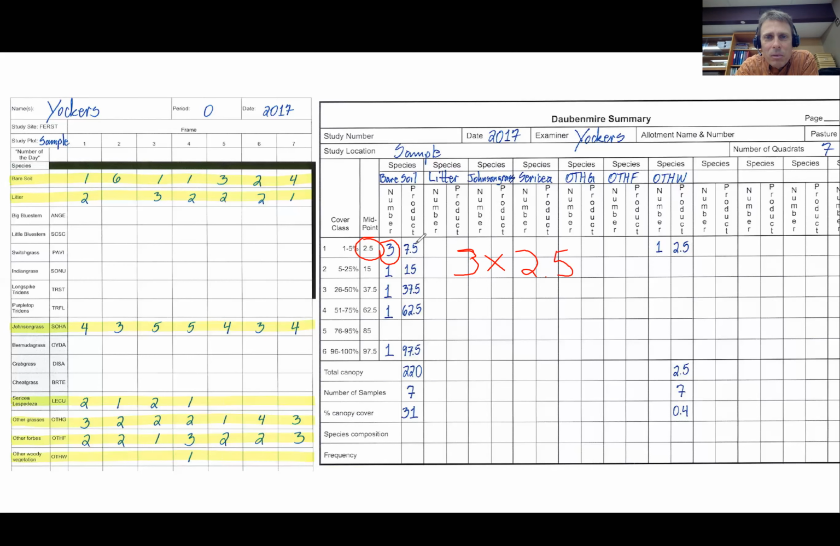And that's going to give us 7.5. So that's our product that we get. So this product column is the number that you had for each cover class category, and you multiply it by the midpoint of the cover class. So that's the midpoint between 1 and 5. It's 2.5. 5 and 25 is 15, and then you can continue on down.